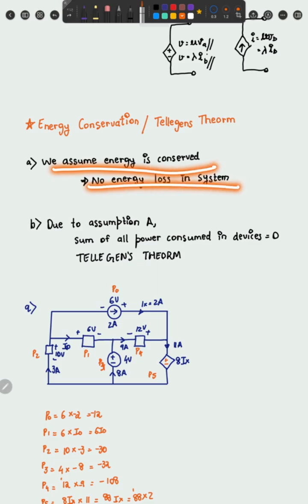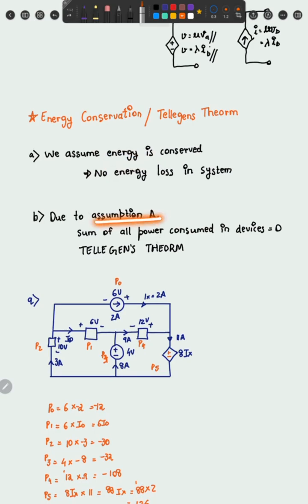Now you have energy conservation, or Tellegen's theorem. We assume that energy is conserved, that is, no energy is lost. This is a fundamental theorem where whatever energy you get is the energy you give. Why is this important? In practical circuits, whenever you switch on, a little bit of energy is lost due to heat. You don't have 100% energy transfer, but because it is so minute, here we can assume the energy lost is negligible and won't interfere with our calculations. So we make an assumption that energy is conserved.